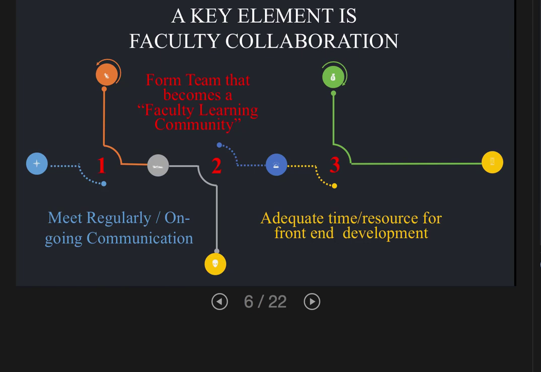Key elements in faculty collaboration: from a team, that becomes a faculty learning community. So first, meet regularly, with ongoing communication. When you meet with a student, each time you have to make them feel you care about them. You have to make them feel you are helping them. You are not a policeman, you are a helper, their instructor.